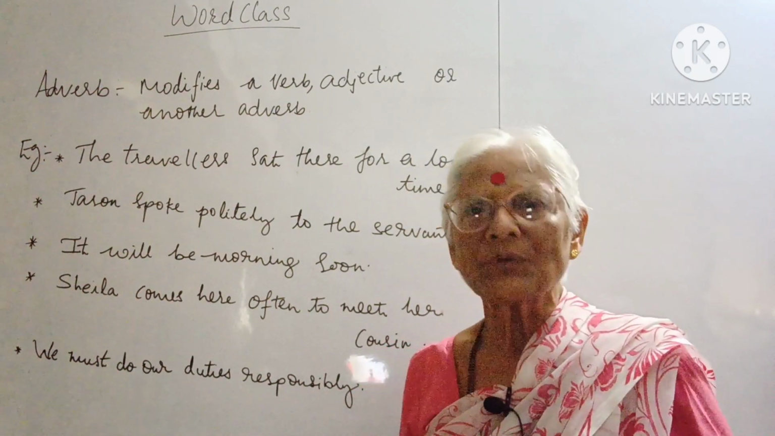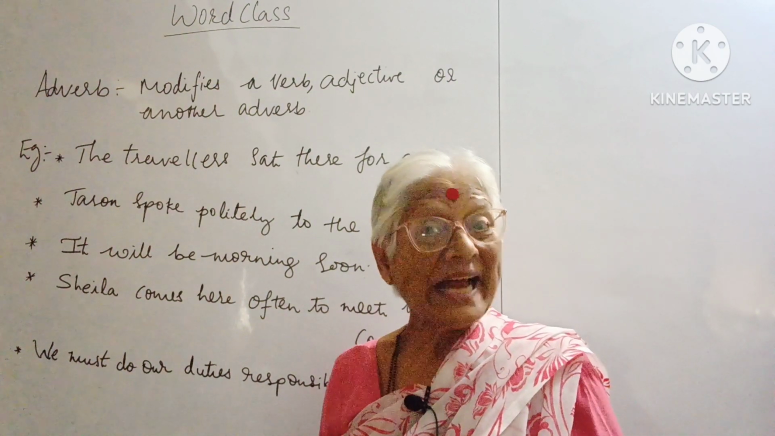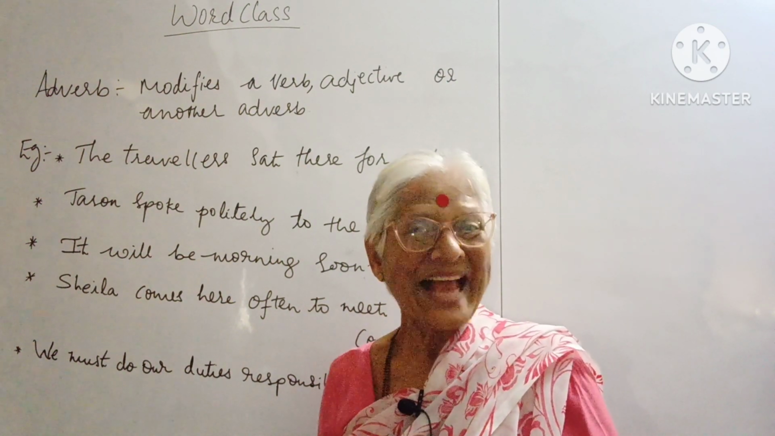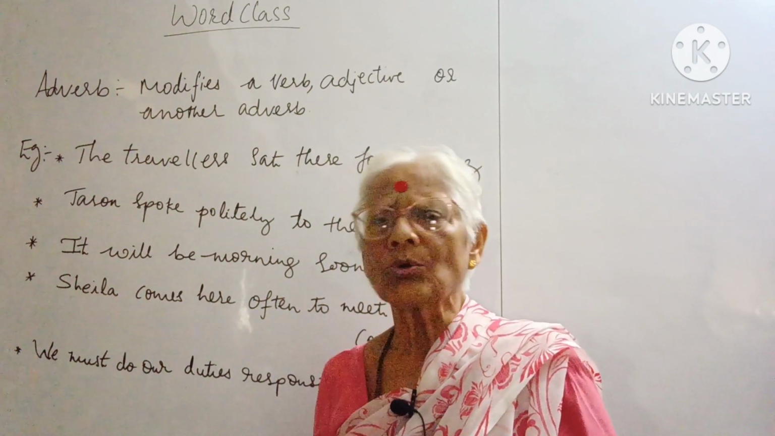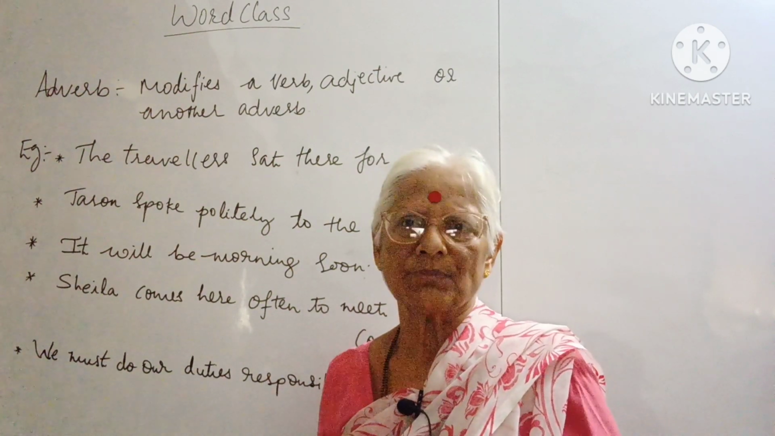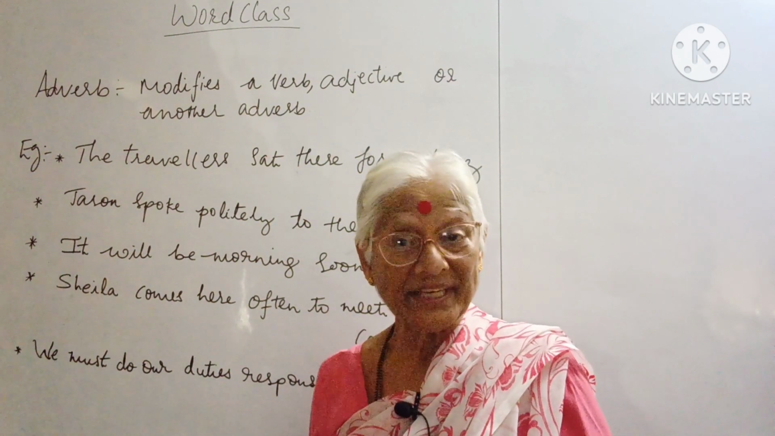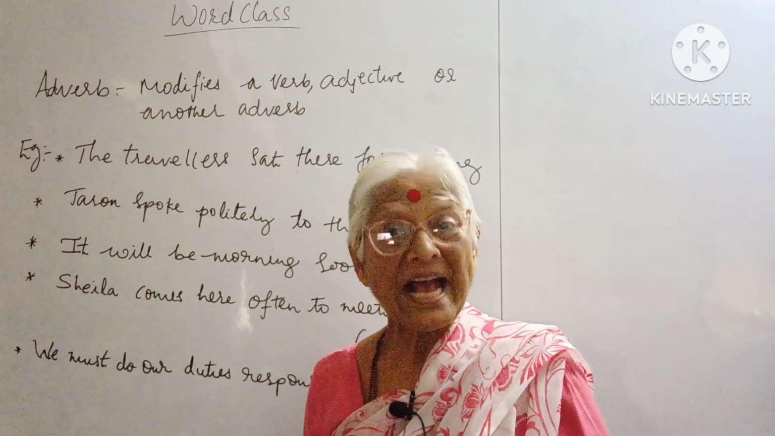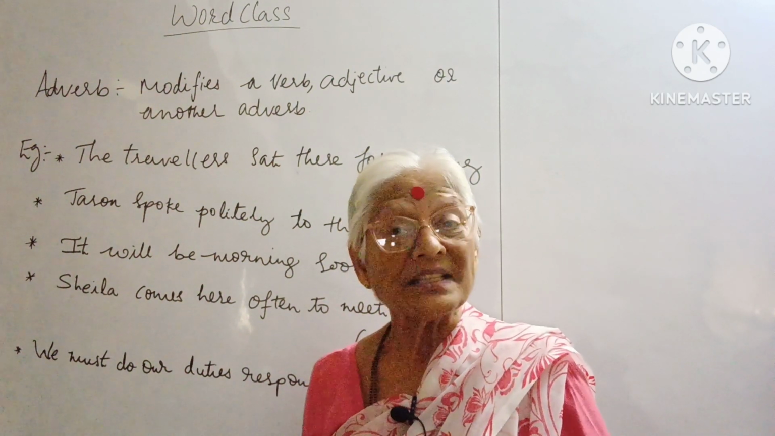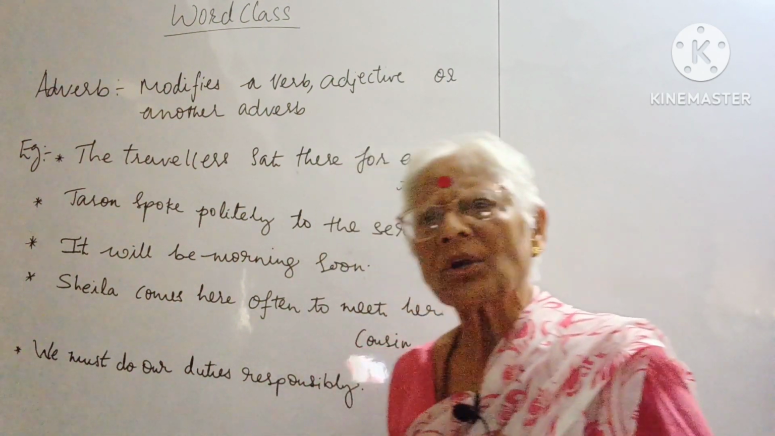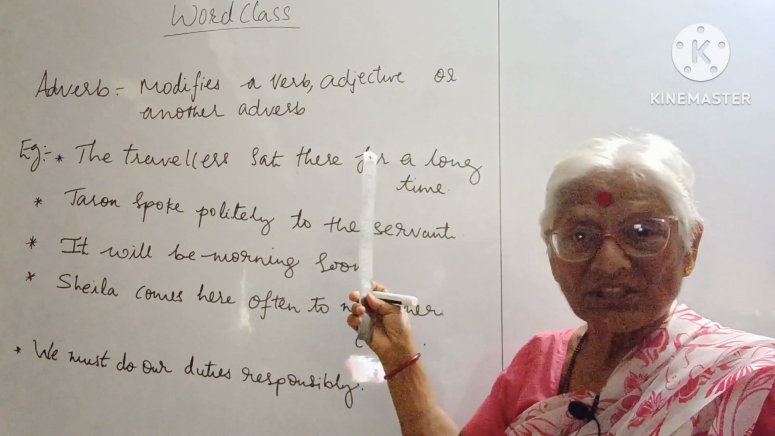The next one is adverbs. Look at the word adverb. It means adding to the meaning of the verb. Hence adverb. And usually an adverb is placed as close to a verb as possible, because it modifies the verb. I repeat again. An adverb is placed as close to a verb as possible because it modifies a verb. An adverb can modify a verb, it can modify an adverb, it can modify an adjective.